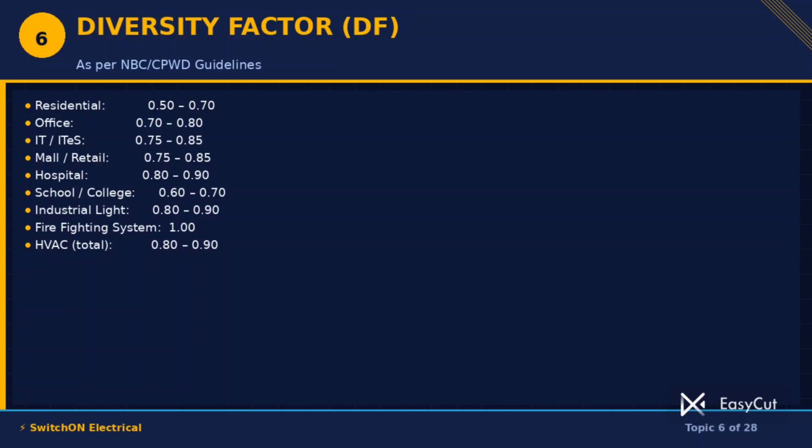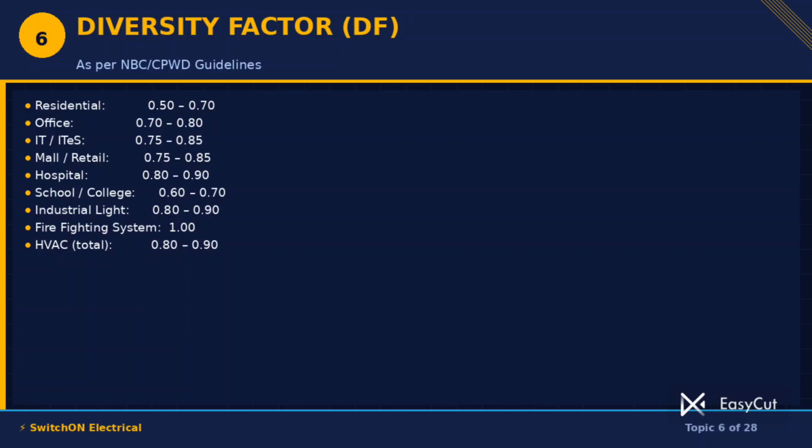Now you can see as per NBC, for residential it is 0.5 to 0.7, for office 0.7 to 0.8, then IT or ITES it is 0.75 to 0.85, mall and retail it is also 0.75 to 0.85. For hospital, many of you know that a hospital will run all day, all the time. So that is why the diversity factor is 0.8 to 0.9. School or college is less, that is 0.6 to 0.7. Industrial will be a little more, that is 0.8 to 0.9.